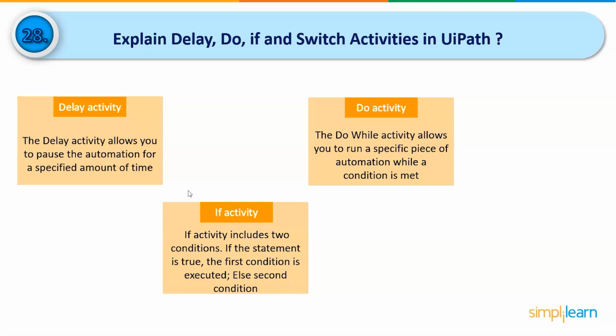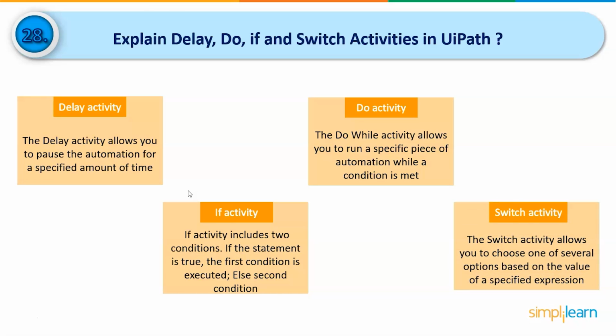If activity. The if activity includes a statement as well as two conditions. If the statement is true, the first condition is executed. If the statement is false, the second condition is executed. If activities can be used to make decisions based on variable values. Switch activity. The switch activity allows you to choose one of several options based on the value of a specified expression. The switch activity uses an integer argument by default, but you can change it in the properties panel under the type argument list. The switch activity can be used to categorize data based on a predefined number of cases.